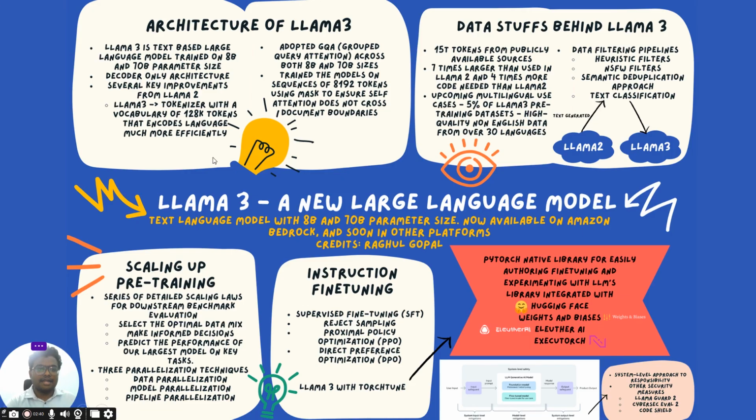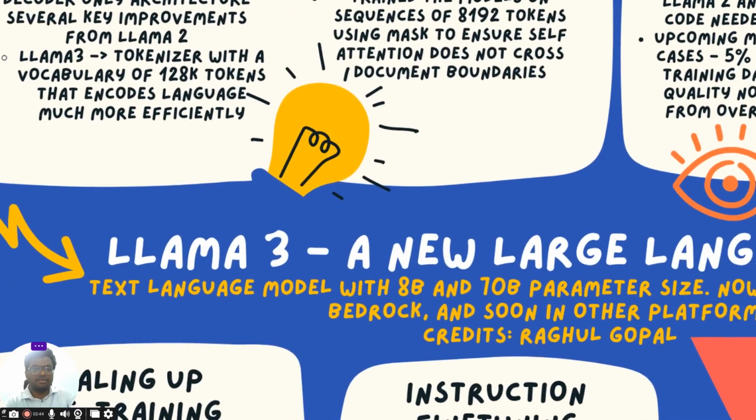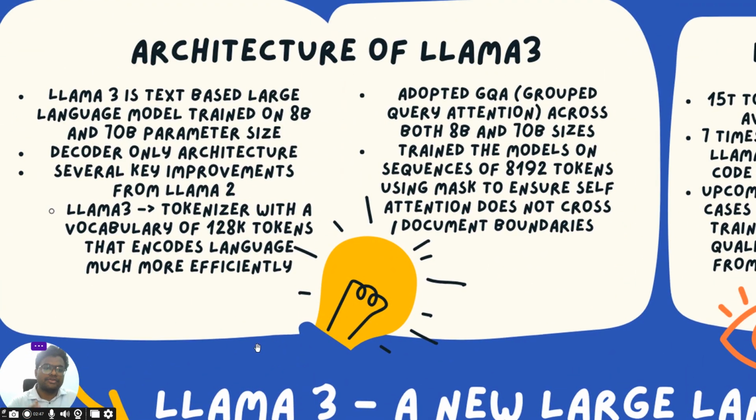So let's start with the architecture, because this is the first thing we need to know about. As you guys know, Llama 3 is a text-based large language model which has two different parameter sizes. One is the 8 billion parameter size, and the other is the 70 billion parameter size. The parameter size is important because the large language model gets its name from the number of parameters used to train the model. Now we also have the performance of SLMs, which are small language models.